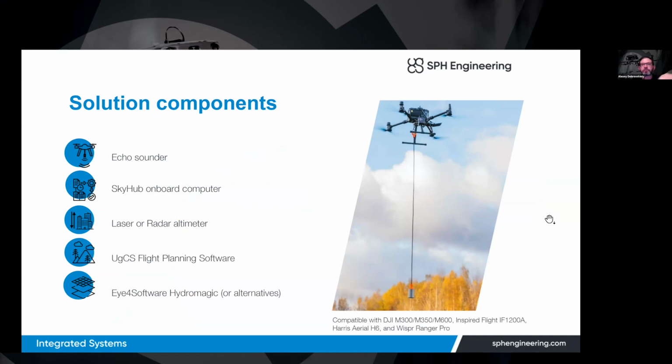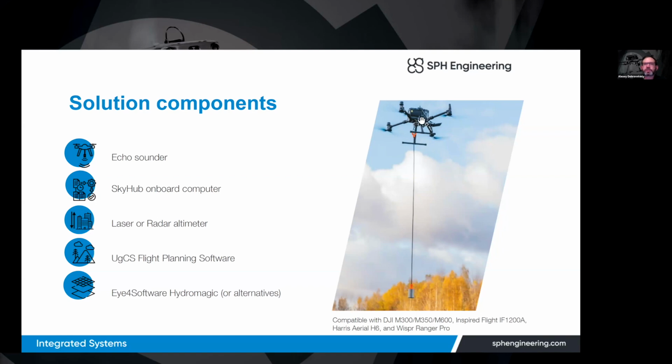A few words about the components of the system. So the echo sounder is just one of a few components. It is here in the picture. We use a heavy housing for the echo sounder to keep it almost vertical in the water when the drone is dragging it. The echo sounder is attached to the drone using a cable. The cable is protected. And the next component is the onboard computer.